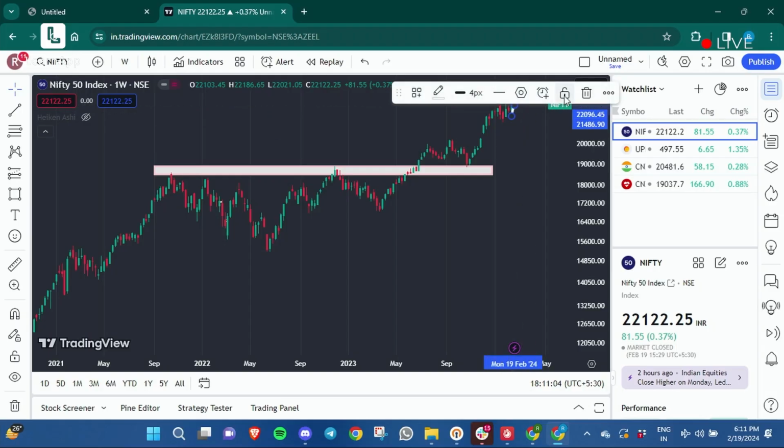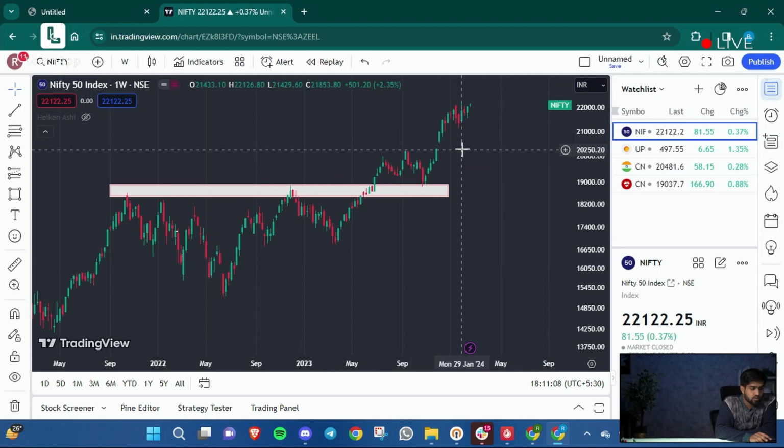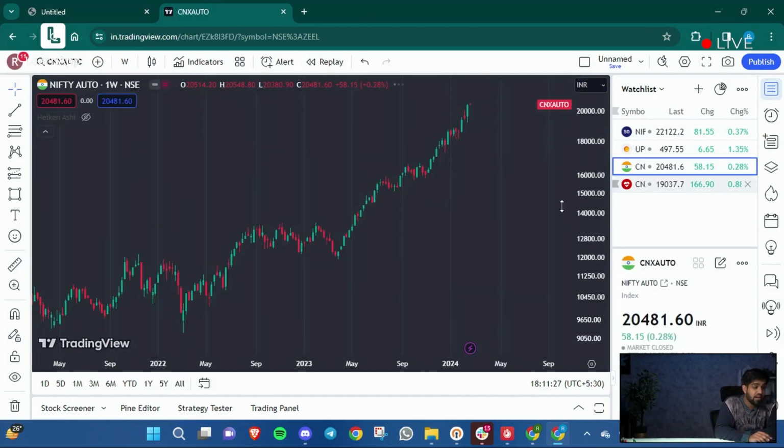Now this is the resistance over here. It also has the potential of becoming support. So we could keep our eye on it when the Nifty approaches this level, if there is any correction. नहीं तो अगर वो ऊपर ही बढ़ता जाएगा तो ऊपर के पैटर्न में कोई ना कोई वही सपोर्ट फॉर्म करेगा. All right, so this is how we analyze the markets.